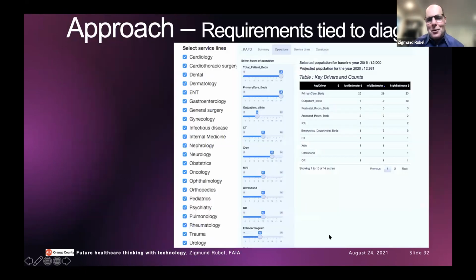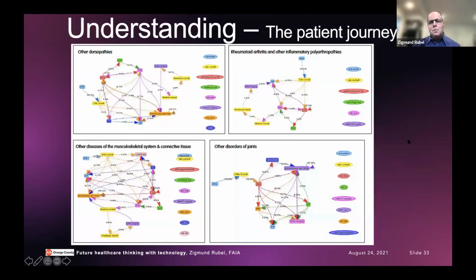I'm missing some text here, so I apologize. What they wanted to do is understand what they needed in terms of the different disease types, how many beds they might have, and then low, medium, and high estimates.